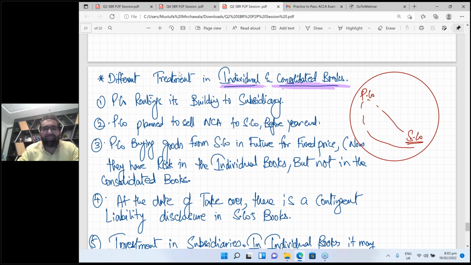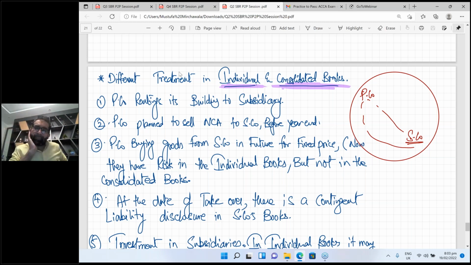Now the second example. I saw this example in a past paper of old SBR. The old SBR paper was the P2 paper, and I saw a 2005 paper. The name of the question was J. Now it's not available, but I saw this question. P company plans to sell a non-current asset to S company before year end.